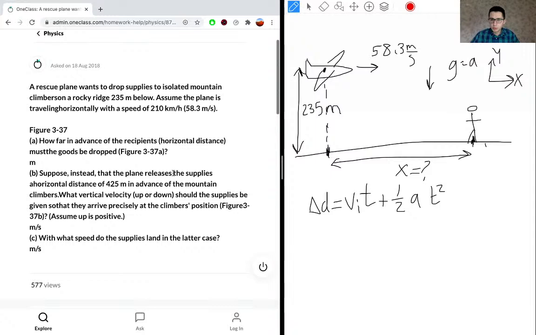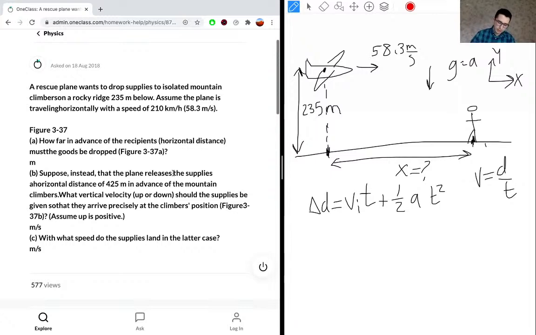The main reason we're doing this is that in the horizontal direction, it's traveling at a constant velocity. So when there's constant velocity, the acceleration is 0, and when the acceleration is 0, we can just say velocity is distance over time. But in the y direction, we know that the acceleration is due to the force of gravity, which is 9.8 meters per second squared. So we have to use the kinematic equations.